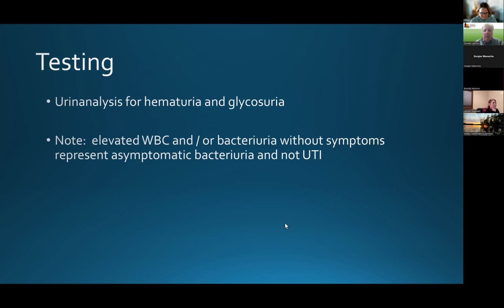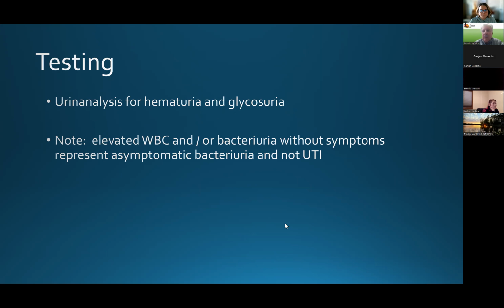We're looking for blood in the urine, sugar spillage. And then an important point, and I want to stress this: if you have an elevated white blood cell count without bacteria in the urine, or if you just have bacteria without symptoms, those represent asymptomatic bacteriuria and not a urinary tract infection. So somebody has to complain of either having a fever, frequency, or dysuria, pain with urination, to really qualify for a urinary tract infection, because there are now recognized individuals that walk around with bacteria colonizing their bladders.